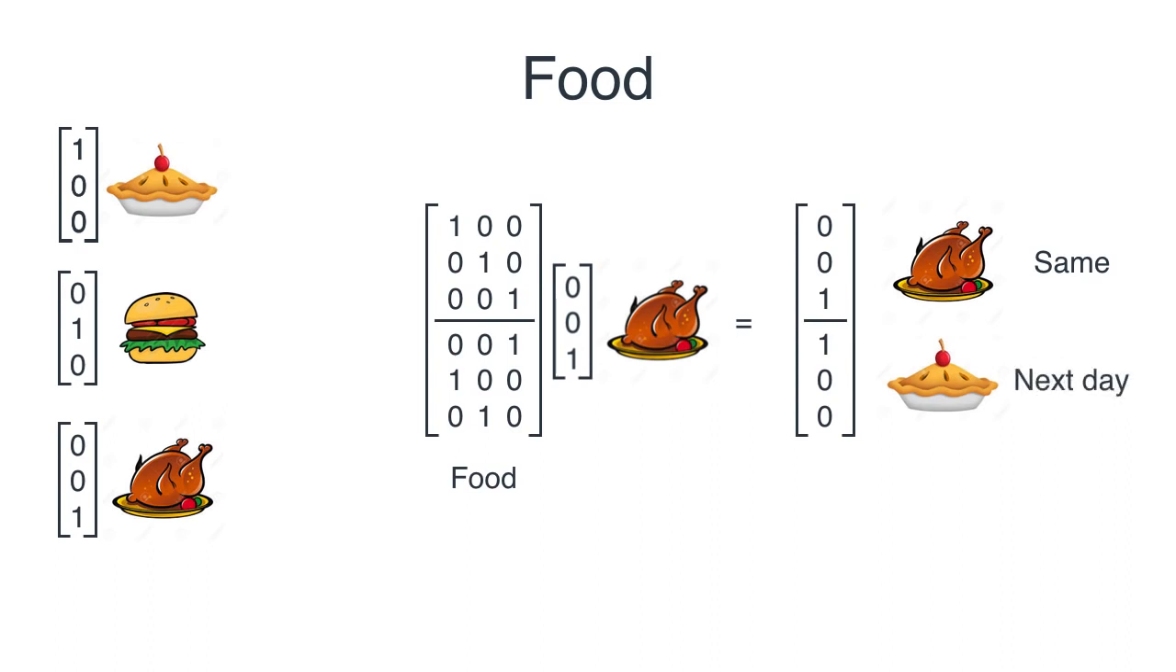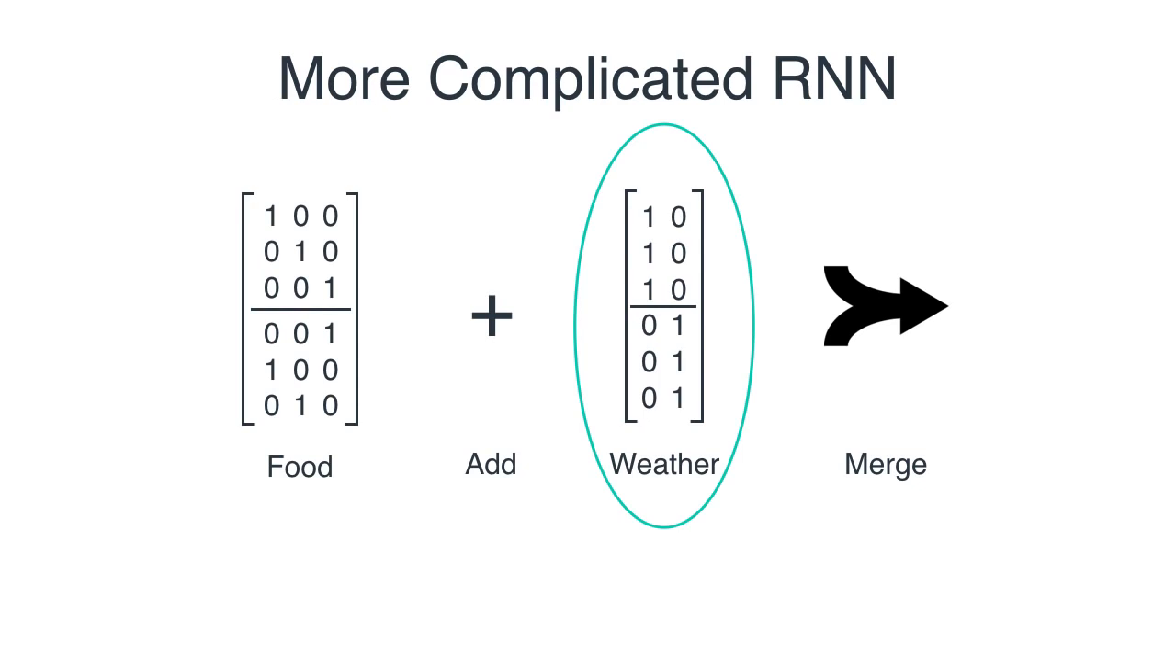So what the food matrix does, all it really does, is it takes your vector for today's food and it returns the vector for today's food and the vector for tomorrow's food concatenated. That's all it does. Now let's look at the weather matrix.